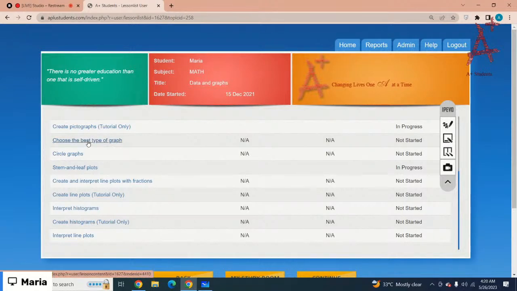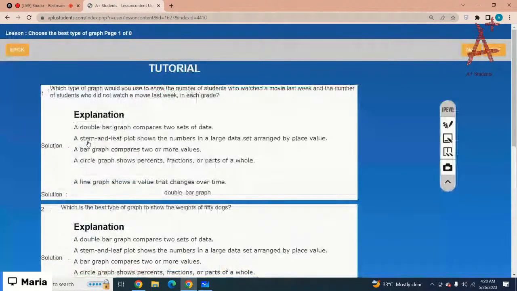choose the best type of graph. So basically, when you are given data, you have to identify what type of graph you're going to use. Got it? It's totally up to you, but there are some things you have to keep in mind. A double bar graph compares two sets of data. Whenever you have two sets, you have to compare them. You can use the double bar graph. Got it?